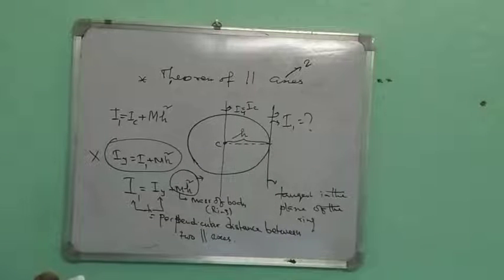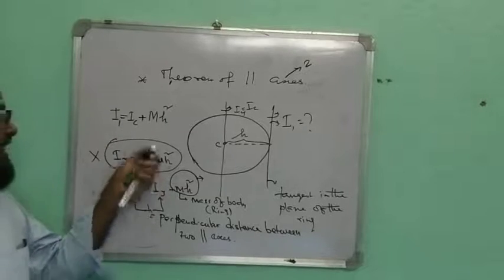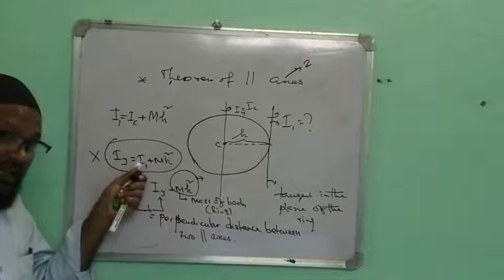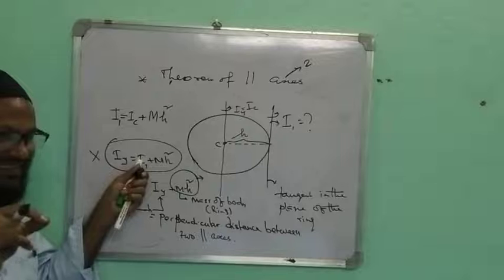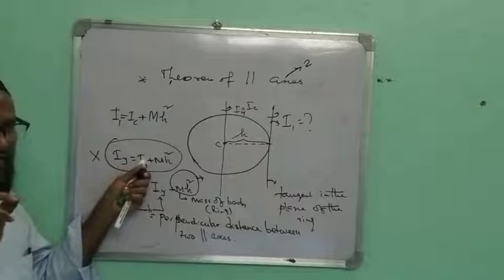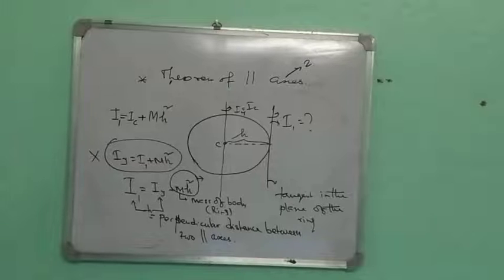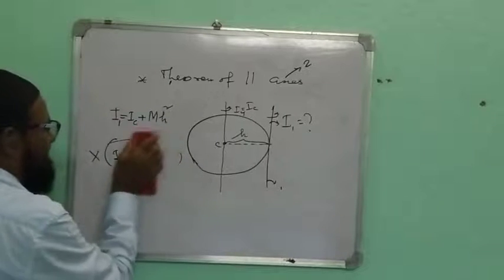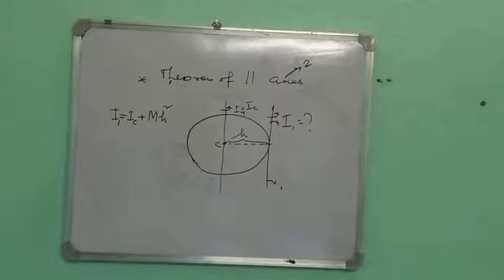Clear? Here, I1 or I_C, you can write I1, I2, I3. But its axis should pass through the center of the body. This is important. Is it clear? Okay. Now, in this case, I am deleting this portion. Now please see here.